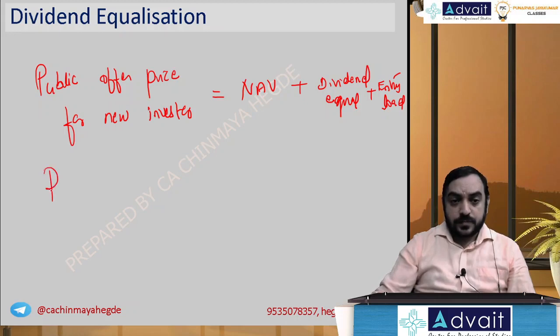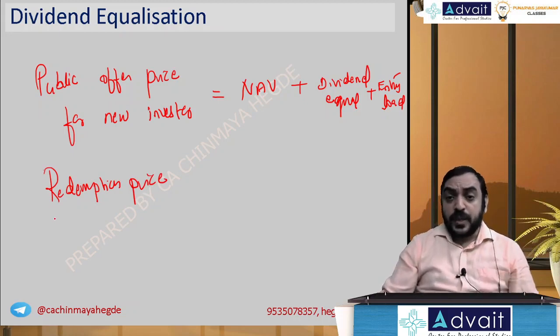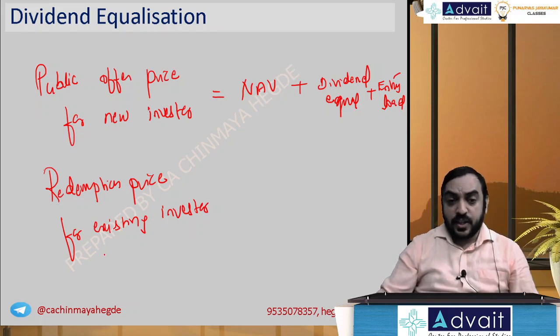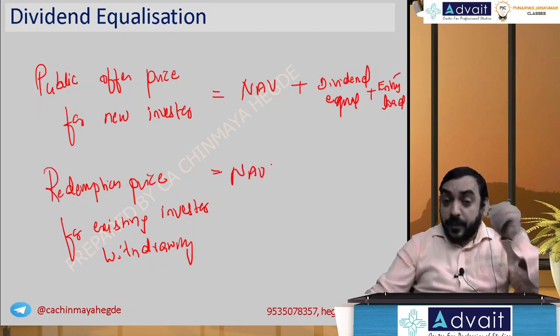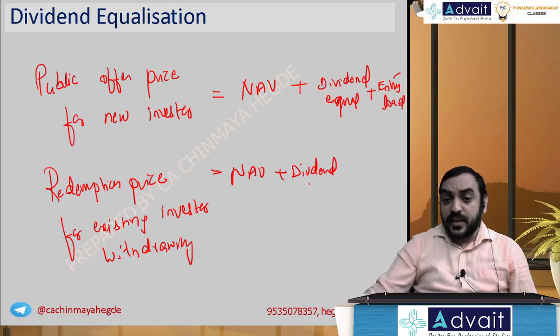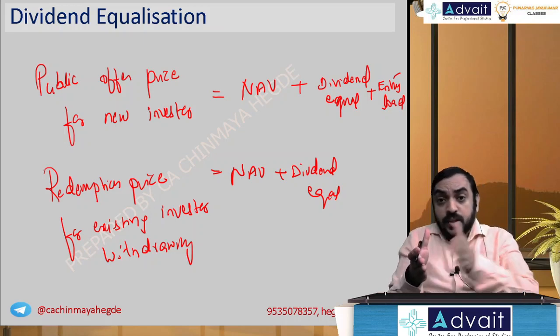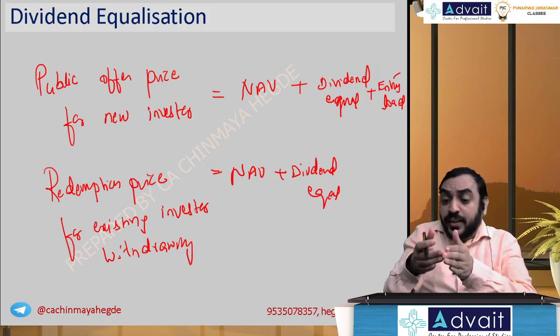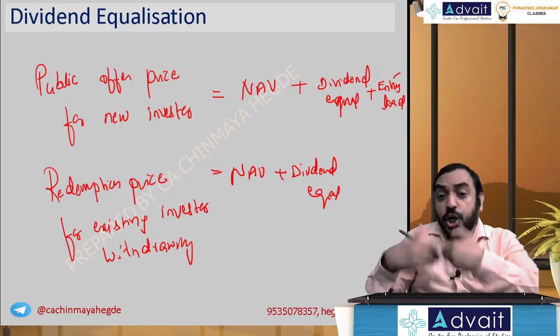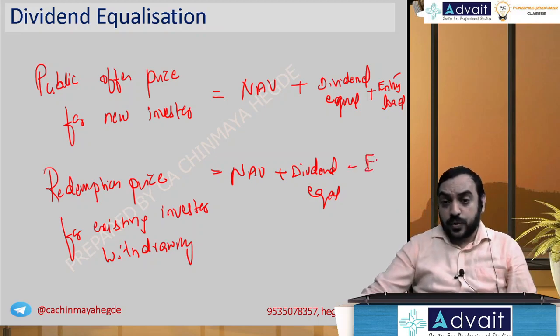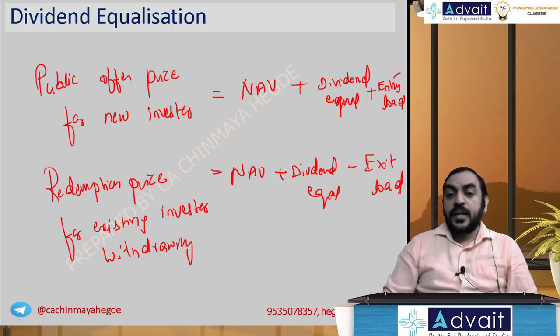Whereas redemption price is the opposite. Redemption price for people exiting during the year, that is for an existing investor withdrawing, will be NAV plus dividend equalization, not minus, plus dividend equalization. Why? Because when they are unit holders during the year, income is earned. So when they exit, they should be given NAV along with dividend equalization minus exit load.